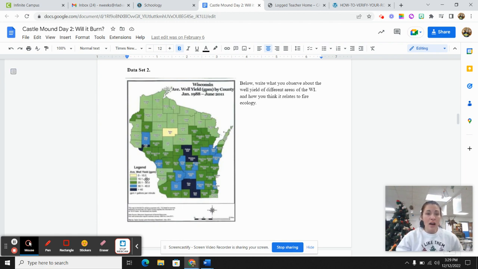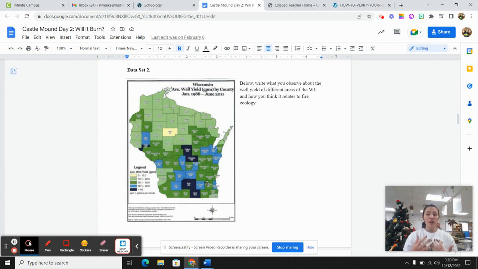So the light colors and the lighter green is not as much well yield, whereas these darker colors indicate that there is actually more water in the water table. So we can start to piece together some stuff about Wisconsin. In the northern part of the state, we have really sandy soil, which doesn't hold a lot of water. Whereas in this part of the state where we live, we have more limestone type bedrock that holds aquifers.